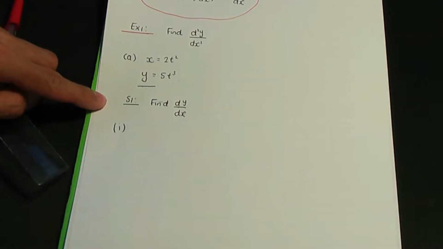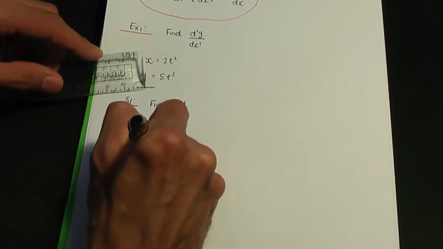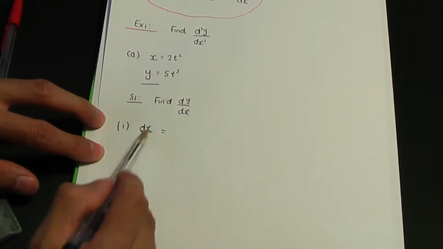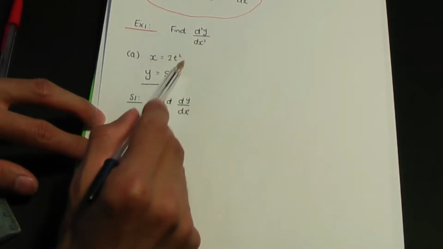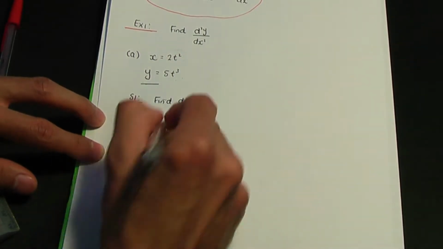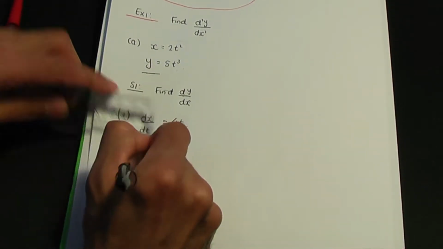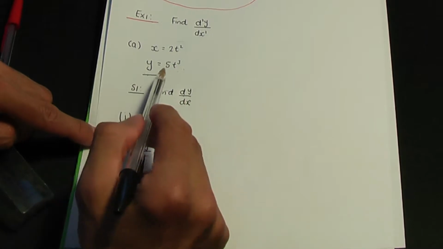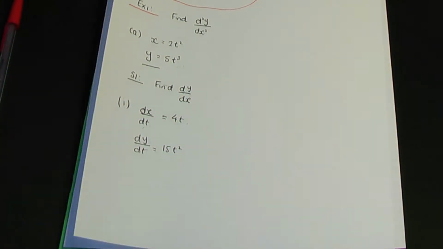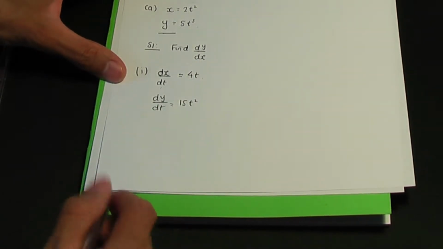So the first part to calculating dy over dx is we need to calculate dx by dt and dy by dt, okay? So let's calculate dx by dt. If I differentiate x with respect to t, when I differentiate 2t squared, that is 4t, okay? And let's work out dy by dt as well. So if I differentiate 5t cubed with respect to t, I'll get 15t squared, okay? So that's the first part to calculating dy over dx.